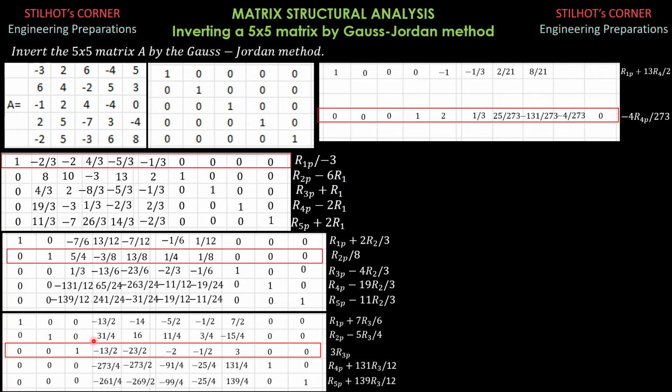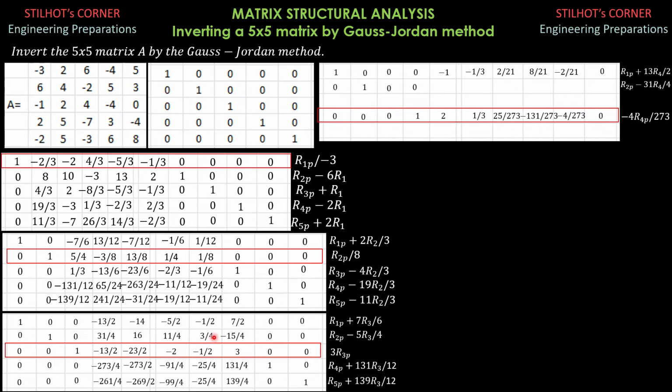For row 2, this is 31 over 4, so let's make this 0. So row 2 previous minus 31 over 4 of row 4. So that this is 0, 1, 0, then 0, then 16 minus 31 over 4 of 2 is 1 half. 11 over 4 minus 31 over 4 of 1/3 is 1/6.